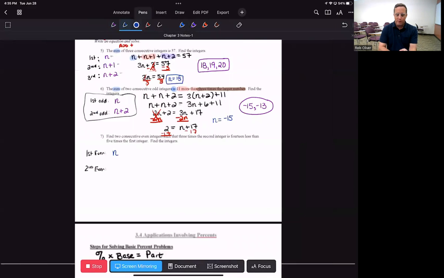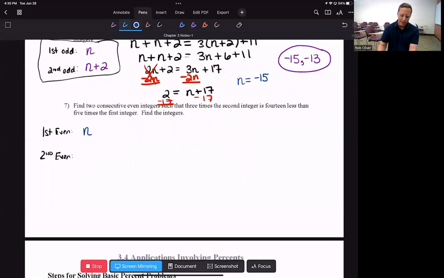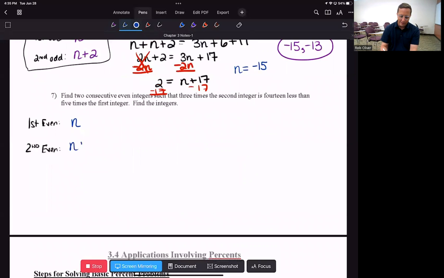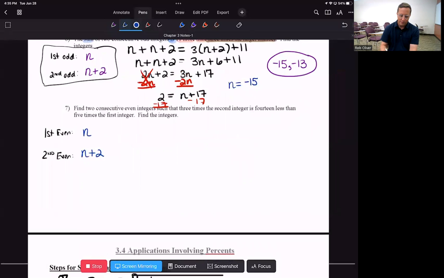Now notice, for every one of these problems that we've done so far, the first integer has always been n or x or whatever letter you choose. Whether it's odd, whether it's even, whether it's just consecutive anything, the first integer is always n. Okay, so the next even is going to be n plus 2. So there's your first and second.